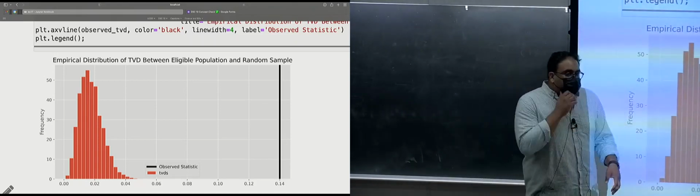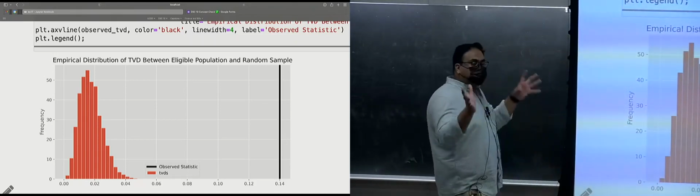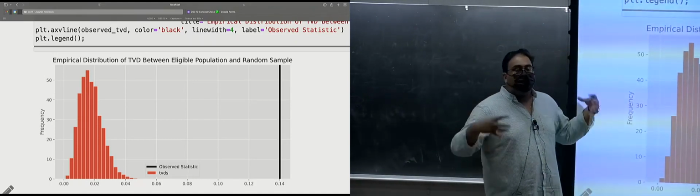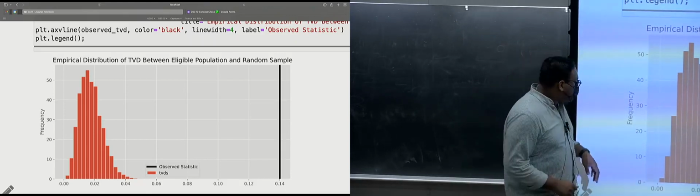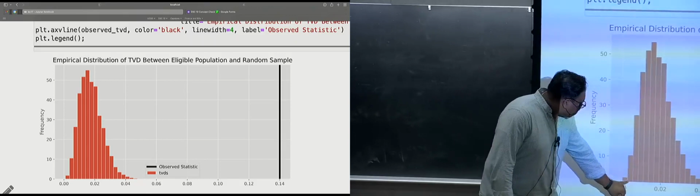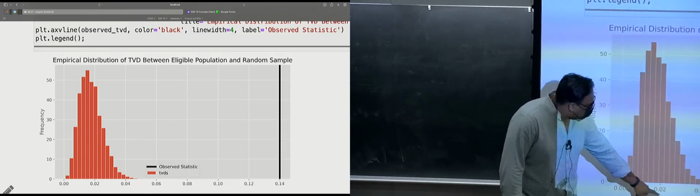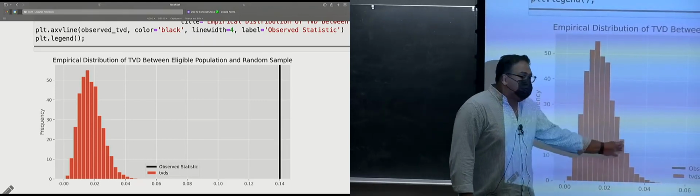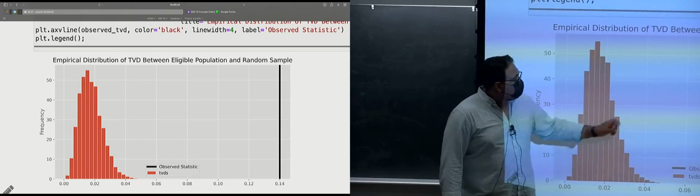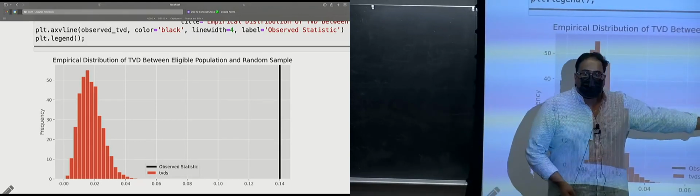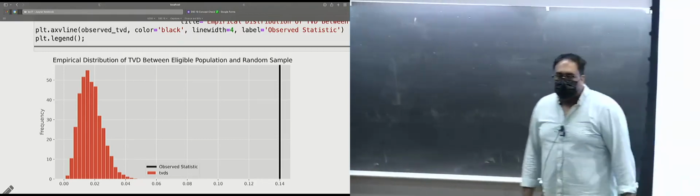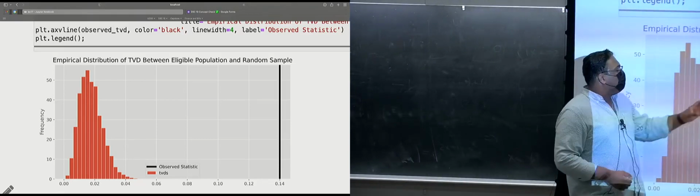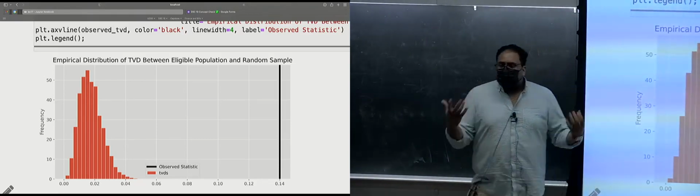So what is this really telling us? This is telling us that, under the assumption the null hypothesis is true, a randomly selected sample from the eligible population has a TVD of somewhere between 0.005 and 0.03, typically. If the null hypothesis were true, these would be the TVDs we'd expect to see in our observations. The TVD we actually saw was all the way over there, 0.14. So this is the distribution of the TVD under the assumption the null hypothesis is true. That's our observed TVD. So what's the conclusion we make here?